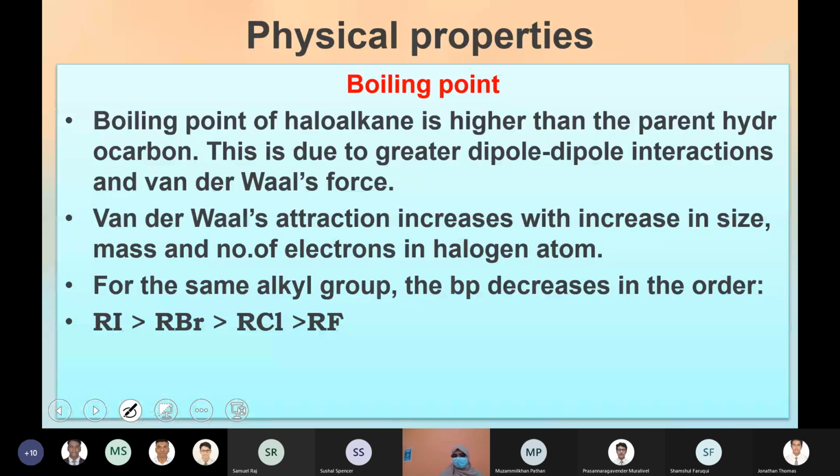Any alkyl group. R in organic is an alkyl group. It could be CH3, C2H5, any number of carbons, just a carbon chain. That is what an alkyl group is.